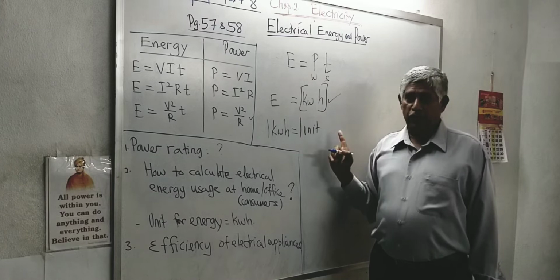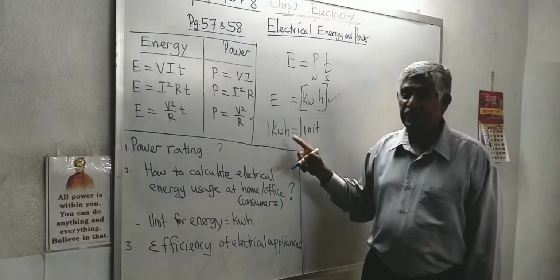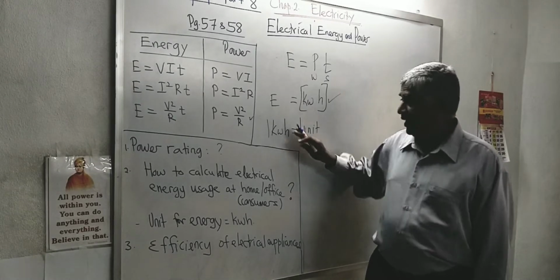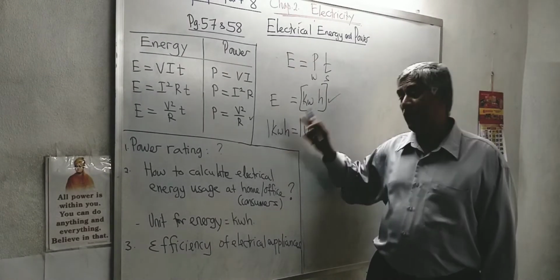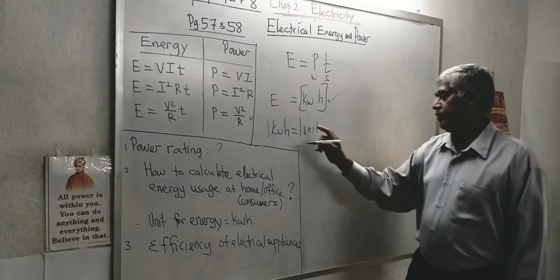1 kilowatt hour is known as 1 unit. So kilowatt hour, don't be mistaken for power. It is energy: power times time. If it is only kilowatt, it is power. You multiply by time, you will get energy. Okay, so 1 unit, 1 kilowatt hour.